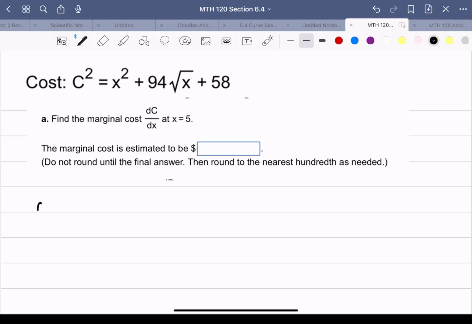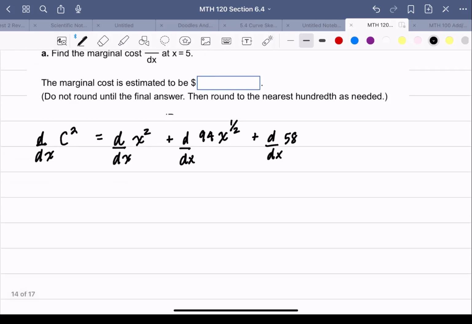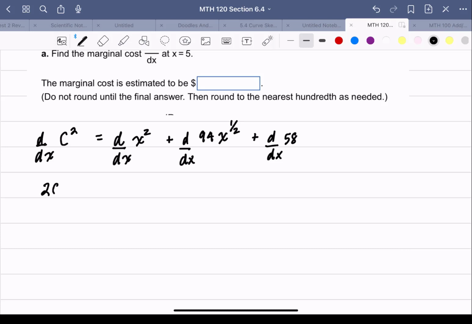So I'm going to take the derivative with respect to X of C squared, the derivative with respect to X of X squared, the derivative with respect to X of 94X to the 1/2. I'll go ahead and write my square root as X to the 1/2, and the derivative with respect to X of a constant 58. So the derivative with respect to X of C squared would be 2 times C and the derivative of C with respect to X, since we don't know C in terms of X.